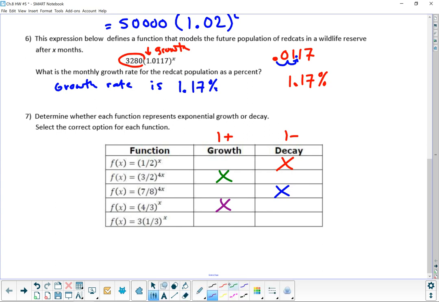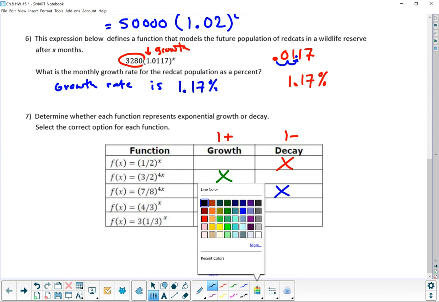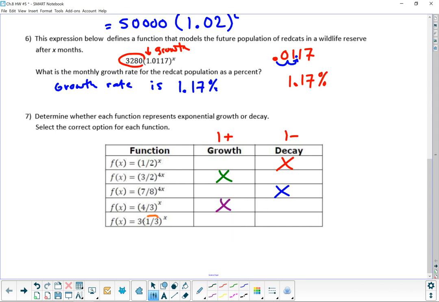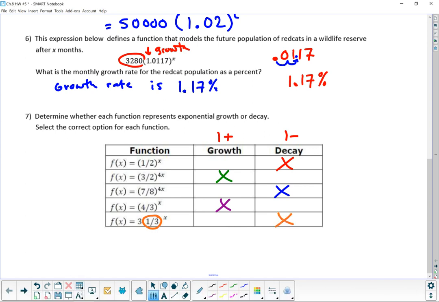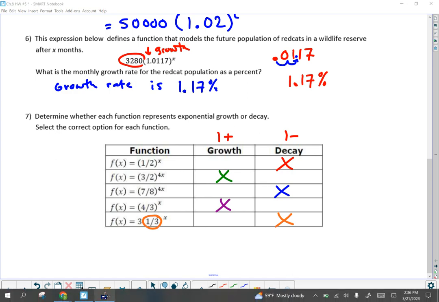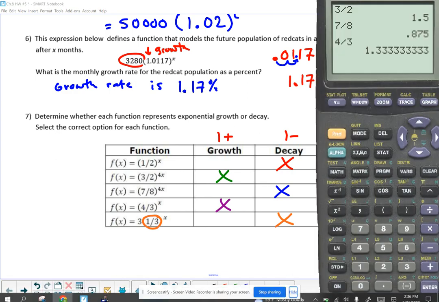And this last one's a little weird. It has a 3 in the front, but we don't care about that. We're just going to be worried about the base, right? The base is 1/3. So 1 divided by 3 is smaller than 1. So we're going to go ahead and just say that's a decay. All right, that's it.